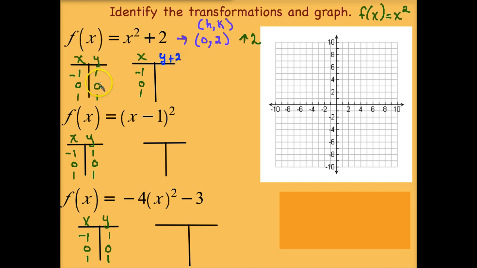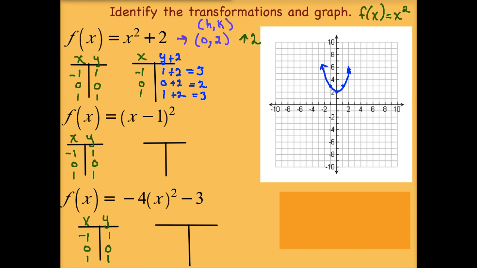We'll start with 1, 0, 1, and then we'll add 2. Once we've added 2, now we have our points and we can graph. So graphing this, we would get negative 1, 3, 0, 2, and 1, 3. Notice that we have our 3 key points, but those have been transformed.